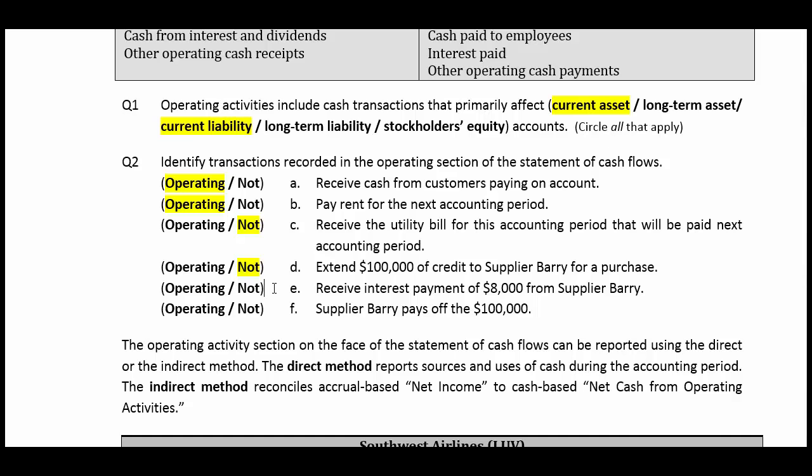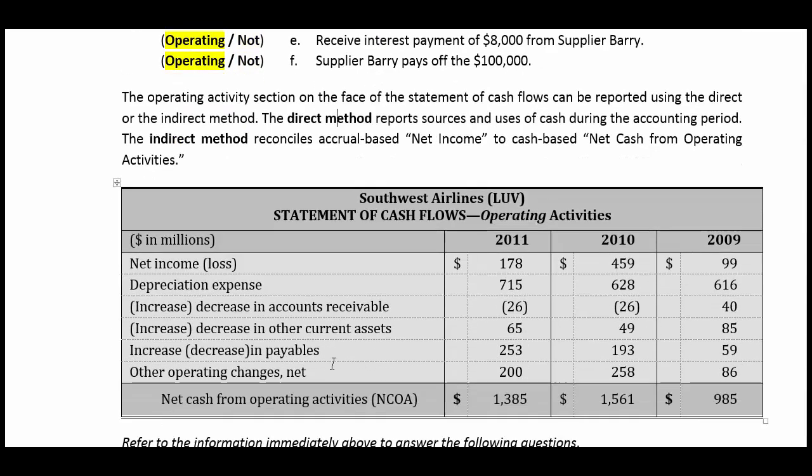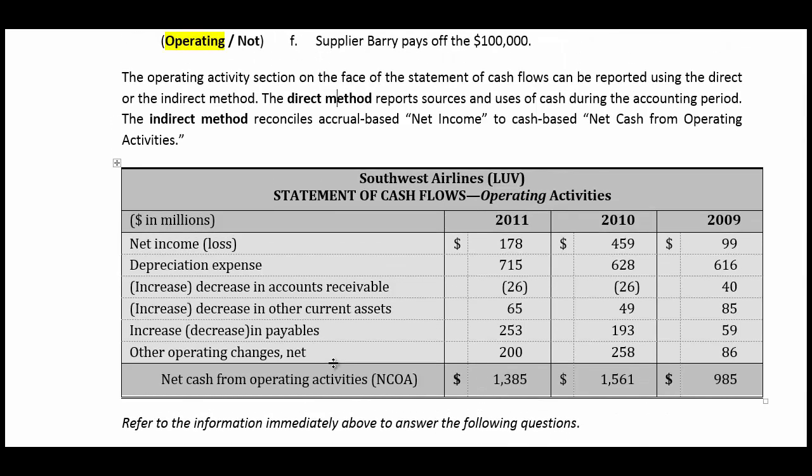Receive interest payment of $8,000 from supplier Barry. Operating, even though it's interest. Supplier Barry pays off the $100,000. As we receive it from Barry, that's also operating. Now here you can see the operating section.